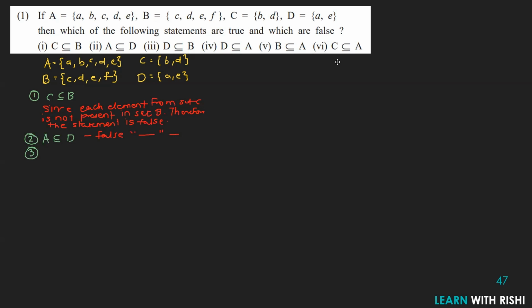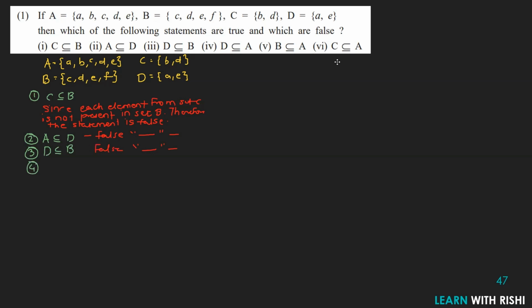Question number 3. D is a subset of B. Now, this means that every element in set D must be present in set B. So in set D, we have 2 elements, A and E. In set B, we have 4 elements, C, D, E, F. So if you observe, the element A is not present in B. So again, this statement is false. The reason will be the same. Since each element from set D is not present in set B, therefore the statement is false.